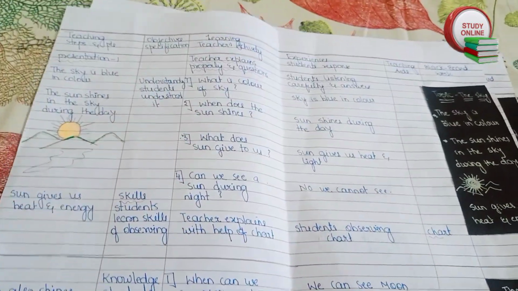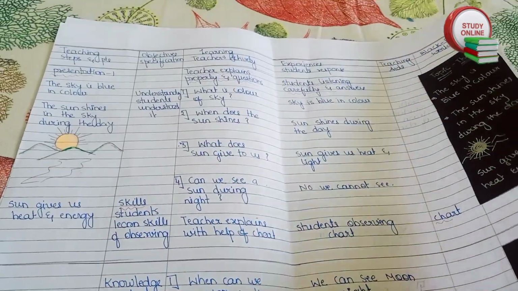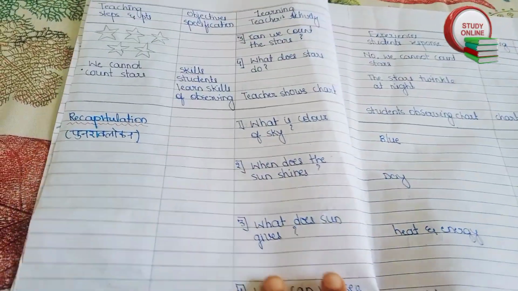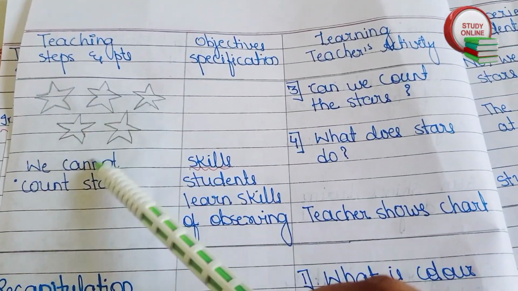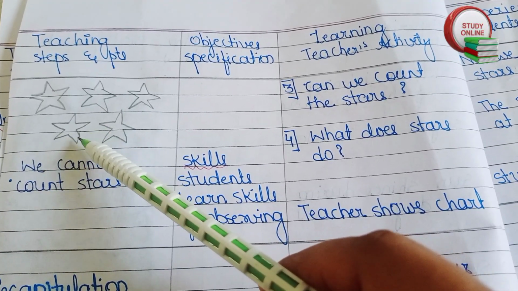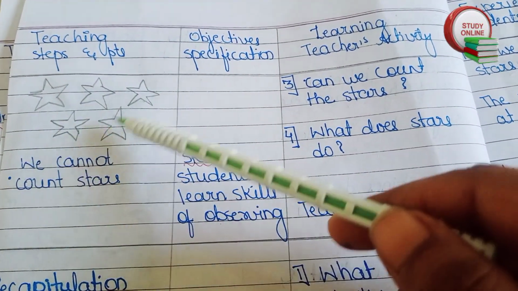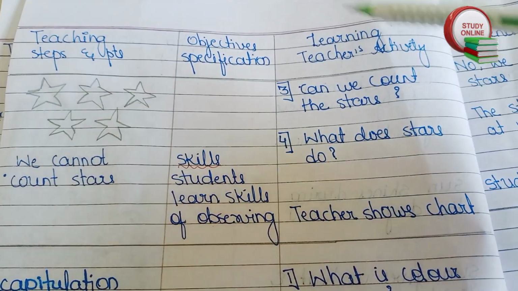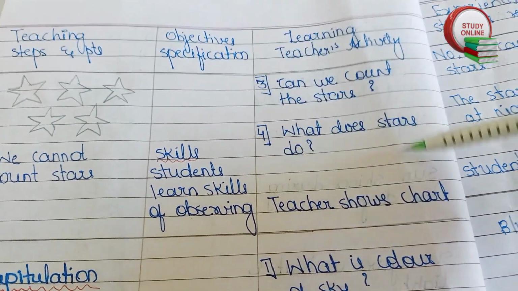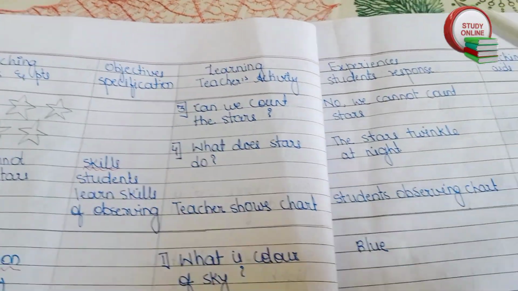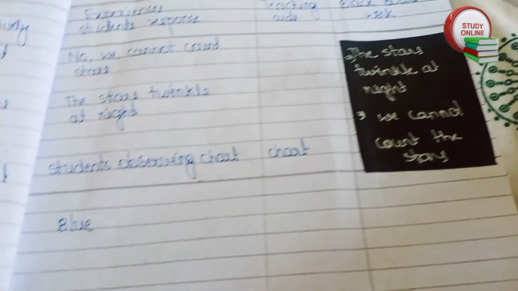Okay, so this is the overlook of our lesson plan, you can see here. Now let's see the rest of presentation 2. Here you can see, we can draw a picture of stars, moon, etc. on the blackboard also. Here are the questions related to that: can we count the stars? What do stars do? Okay, here are the answers, and here you can see the blackboard work.